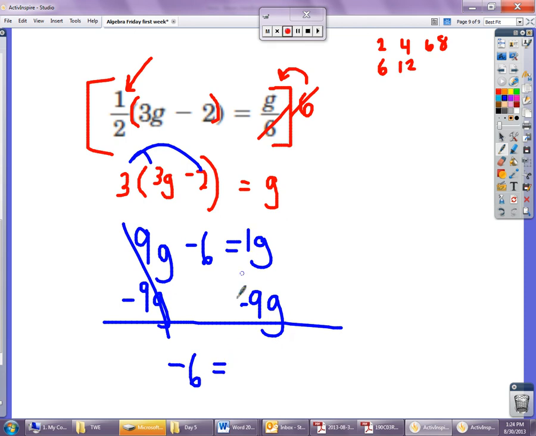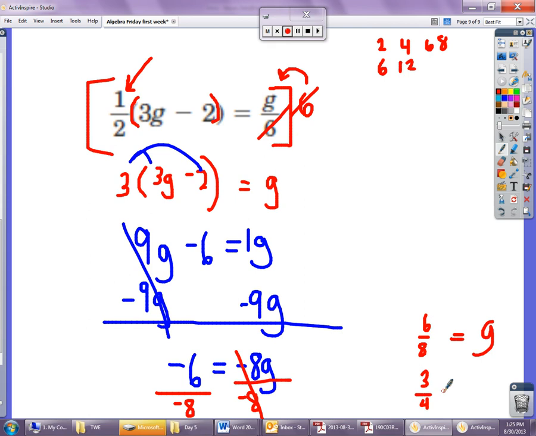I have a positive 1g minus 9g, and that's negative 8g. And my last step is going to be to isolate the variable. So it's being multiplied by negative 8, so I'm going to divide by negative 8 so that I end up with 1g, or just g. And then if I divide by negative 8 here, negative divided by negative is a positive. So I end up with a positive 6/8, which reduces to 3/4. And obviously 0.75, I'll write this up here, is also totally fine.